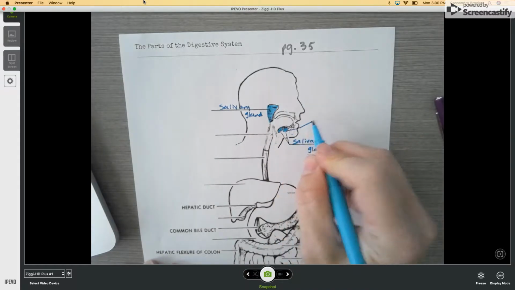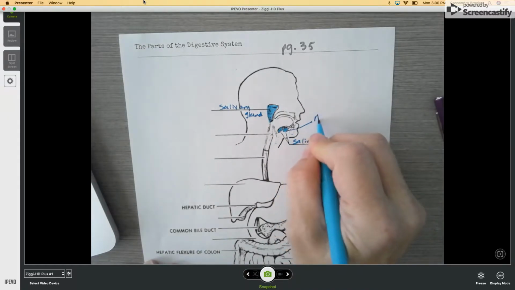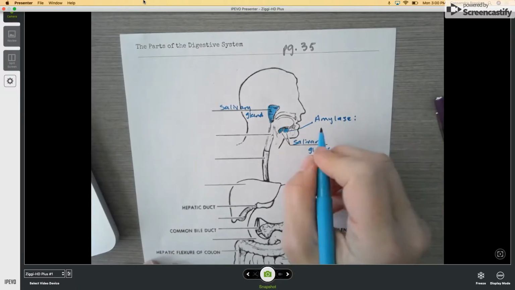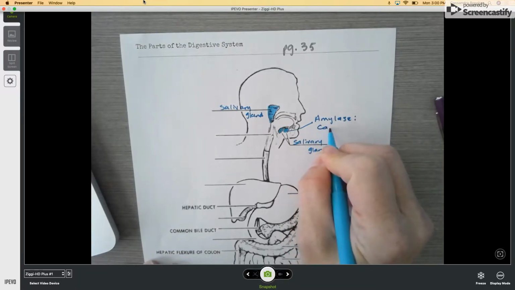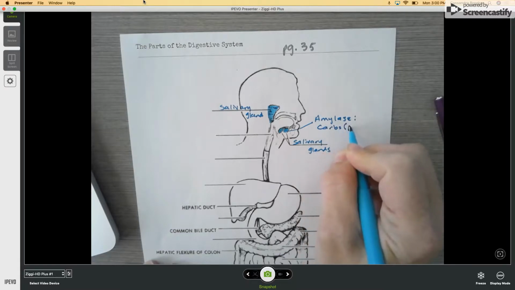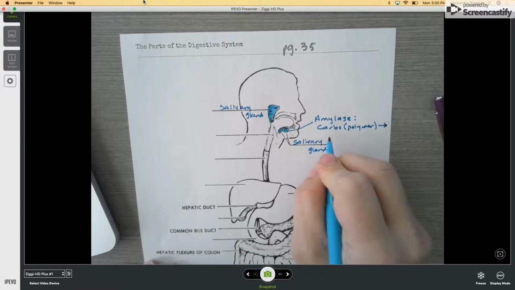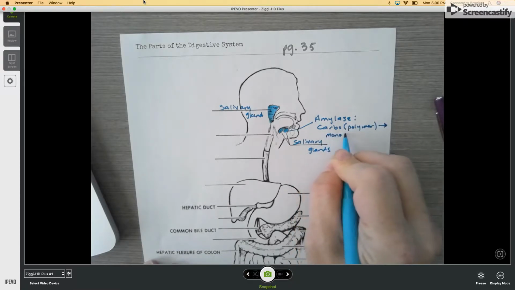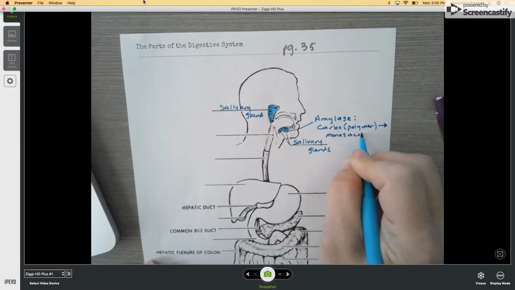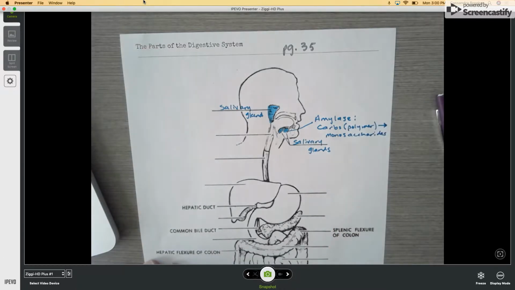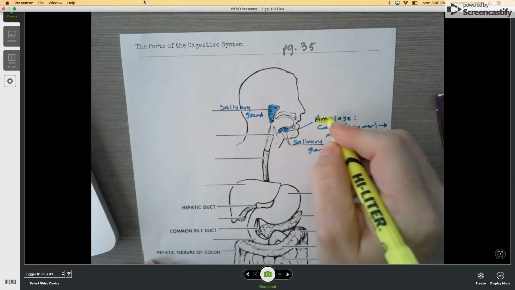Okay? This produces an enzyme called amylase, consistent with the ASE ending of most enzymes. What this does is it takes the carbs that you eat, which is a polymer, and breaks it down into the monomers for carbs, which are monosaccharides. That is the role of amylase. So it's where carbohydrate digestion begins.